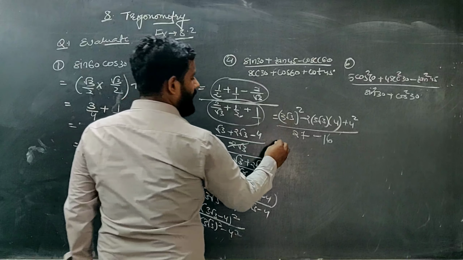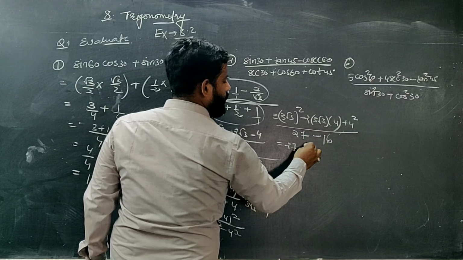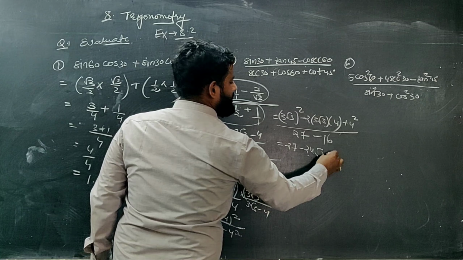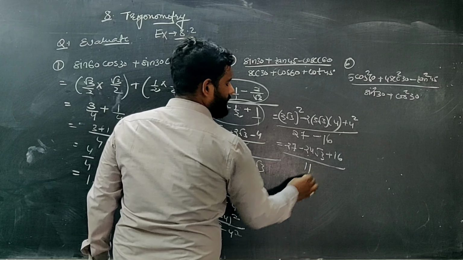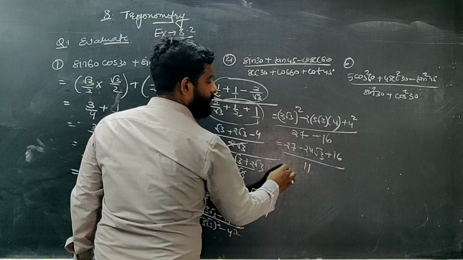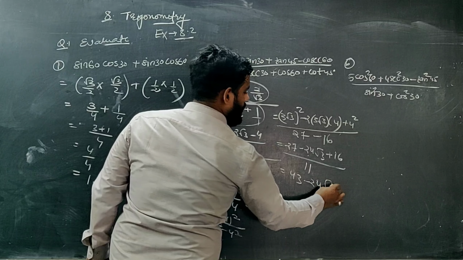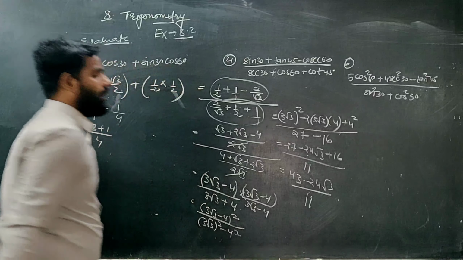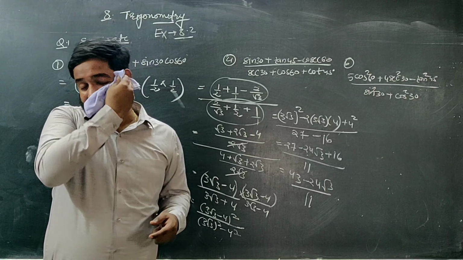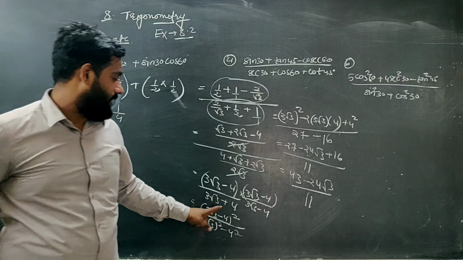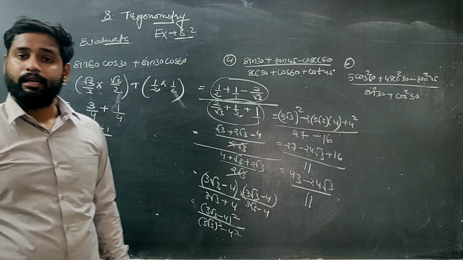Now 3 root 3 square again gives you 27, minus 2 3s are 6, 6 4s are 24, so 24 root 3, and 16. 27 minus 16 will give you 11, and 27 plus 16 will give you 43. So it is 43 minus 24 root 3 divided by 11. That is your answer. Root is allowed in the numerator, but it is not allowed in the denominator. So for that we have to do the rationalization. That is the only thing you have to take care of.